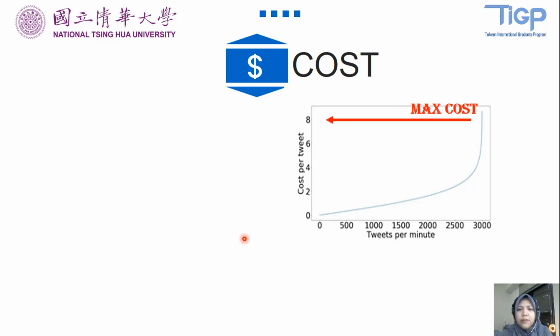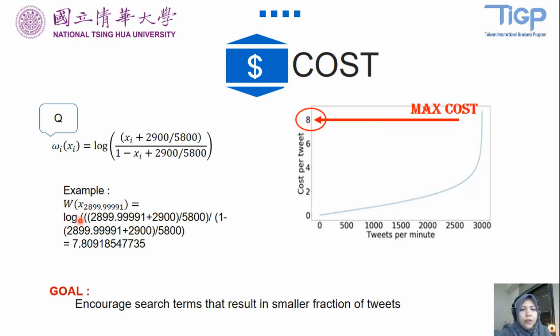So we can see here, for example, we have 2,899 tweets, and we can calculate the cost of this, and it's approximately 8. This will be the maximum cost. If the tweet has a higher cost than 8, the tweet will be ignored. So the goal of this cost is to encourage search terms that result in a smaller fraction of tweets. So I hope this answers the question from Mr. Joshua and Dia as well.